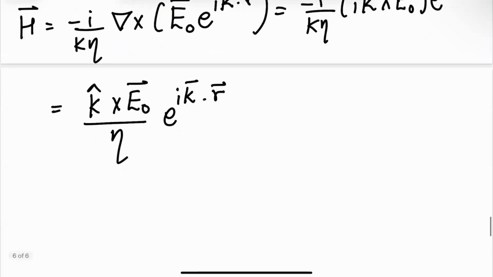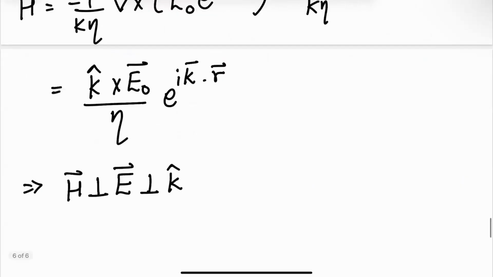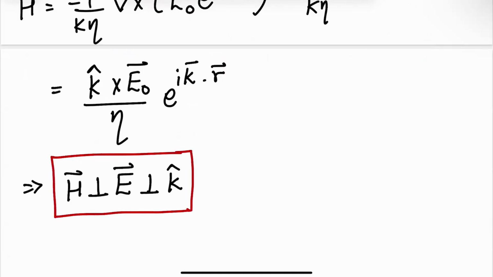So what does this mean? This means that H is now perpendicular to E, which was perpendicular to the k vector, k hat. This is an important relationship. So in a plane wave, the electric field, magnetic field, and k vector are all perpendicular to each other. Okay?